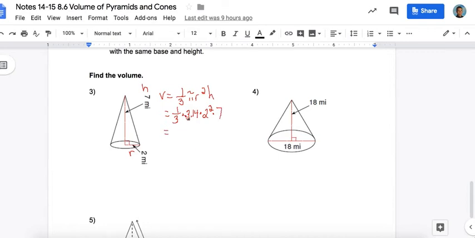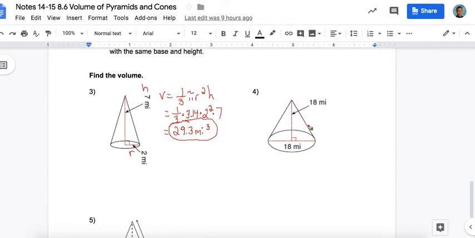Now, once again, you can do 1 divided by 3 times 3.14 times 2 squared times 7 and hit equals, or you could do 3.14 times 2 squared times 7, hit equals, and then divide by 3. Either way, you're going to get the same thing. And we're going to round to the nearest tenth, which would be 29.3 miles cubed. Not sure why they used miles here, because you wouldn't have a cone that was 2 miles long and had a height of 7. But whatever, we'll go with it.